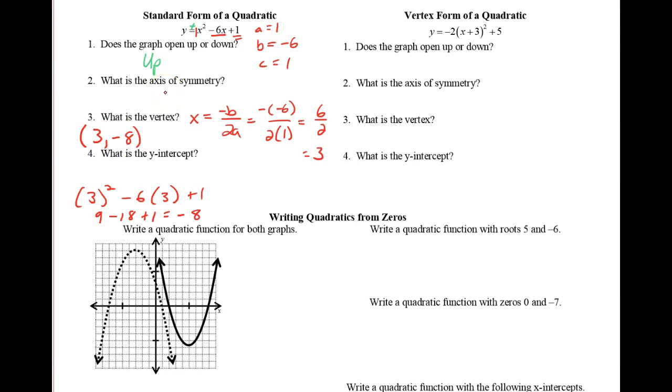Like we talked about in the last problem, the axis of symmetry is the vertical line that goes through the vertex. And so that's how I know that this is x equals 3. The y-intercept is the c value. So that means that my y-intercept is at the point (0, 1).